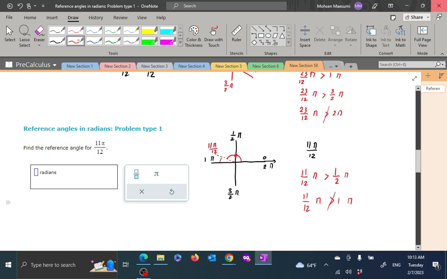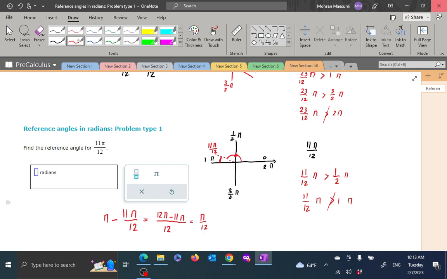So how do I figure out what is left? Easy. Half a circle is just pi. I am at 11 pi over 12. I subtract to see what is left. Again, take a common denominator, multiply the first one by 12. Second one's 11 pi. When I subtract, I'm left with pi over 12. So this is easily pi over 12, and so on.